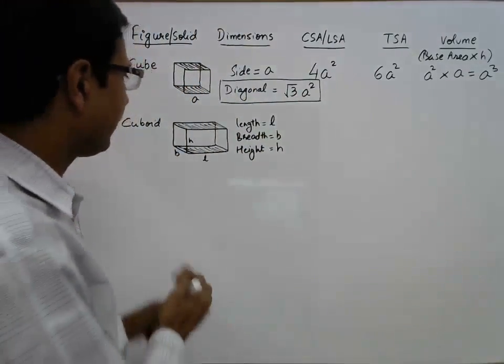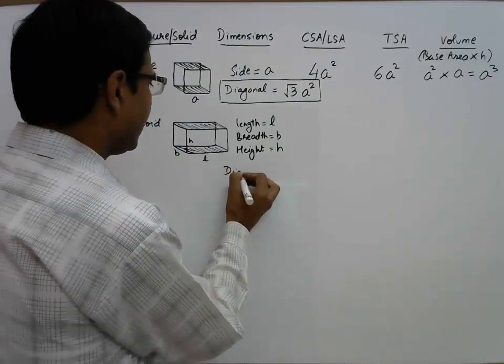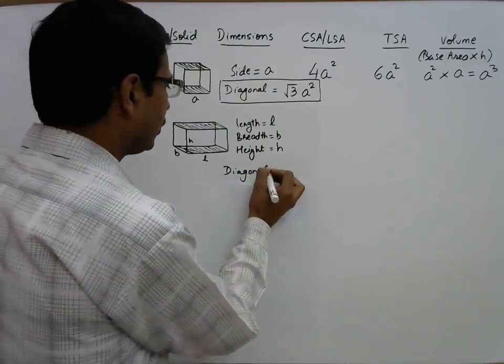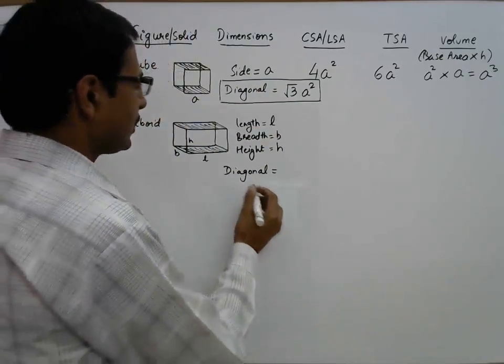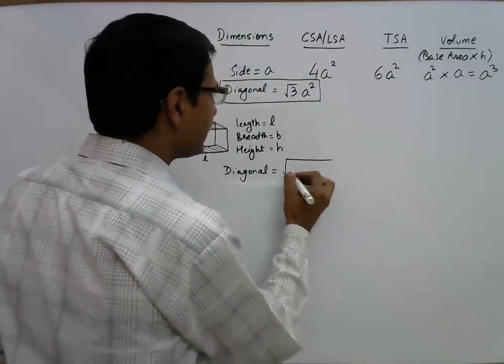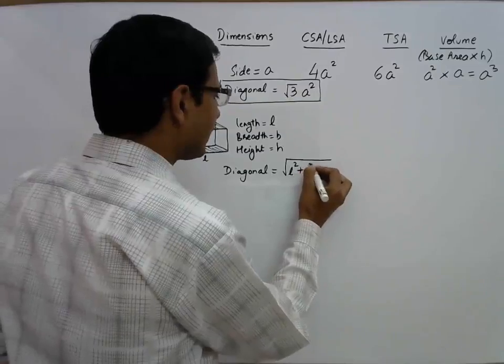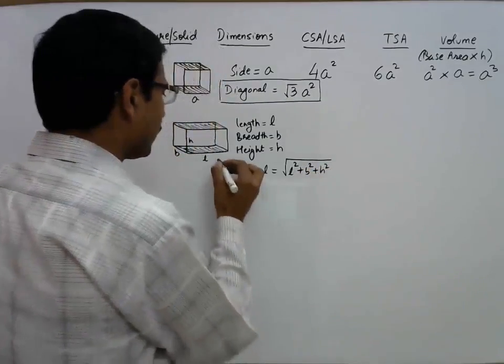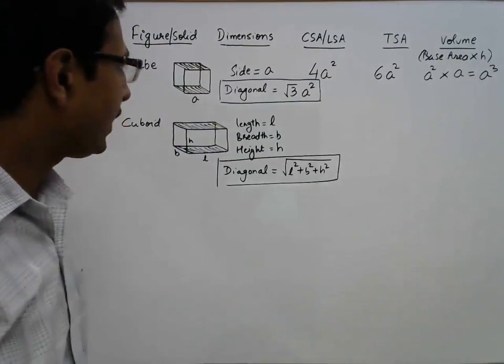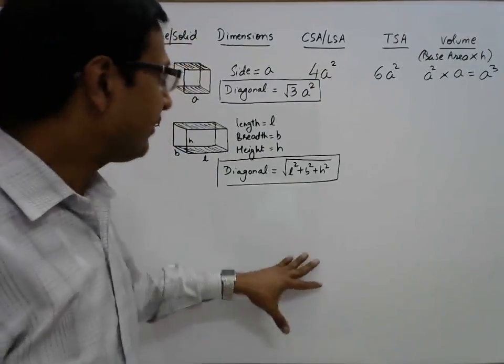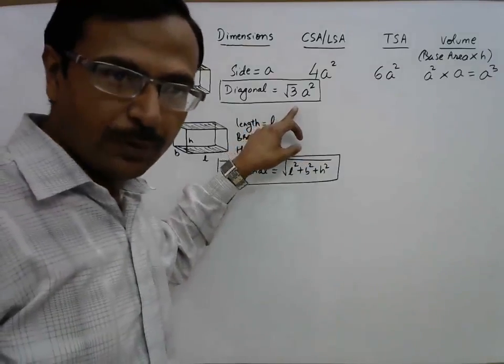Now we will come to the diagonal first, because the diagonal of a cuboid will give you the formula for the diagonal of a cube also. So the diagonal of a cuboid is basically represented by the square root of L square plus B square plus H square. So if you remember this formula of the diagonal of a cuboid, then you can derive the formula for the diagonal of a cube.